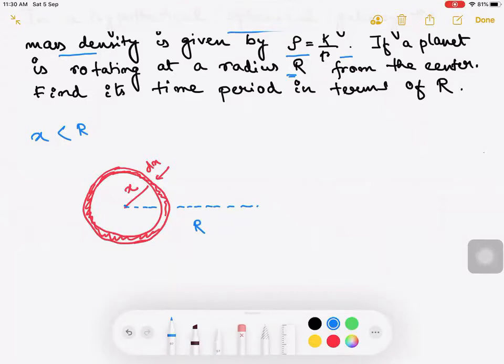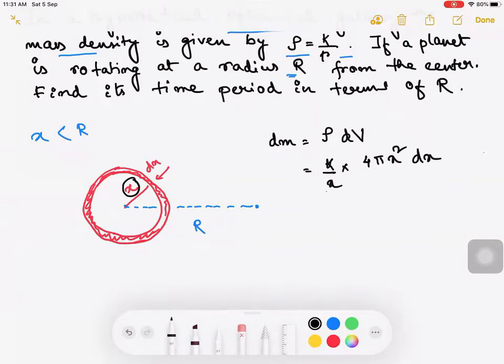Now, what is the gravitational field at that radius of capital R for this mass? First of all, we need to know this small shell. What is the mass of that? The mass of this small shell would be equal to its density at that point multiplied by its volume. Now, what is the density of the mass at this radius of x? The density would be equal to k by x. And what is the volume of the shell? The volume of the shell would be equal to its surface area, which is 4 pi x square, multiplied by its thickness dx. So this is the mass.